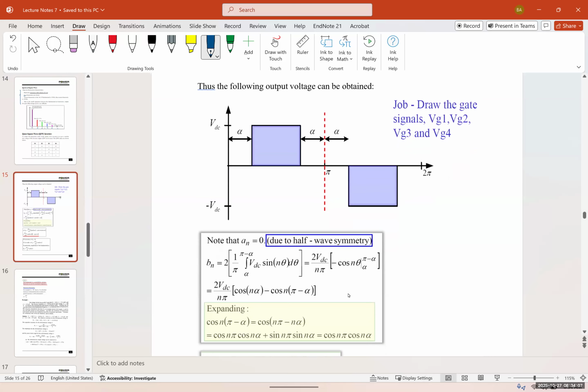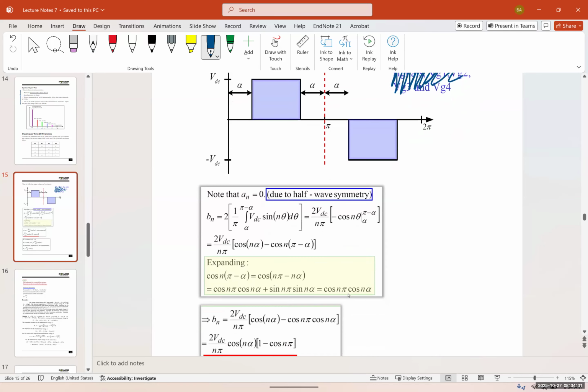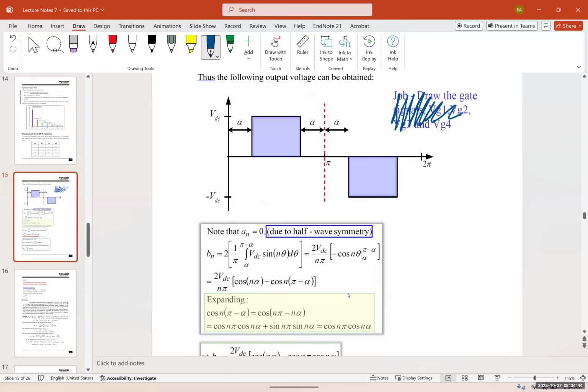Now, thus the following output voltage can be obtained from the system. Again, this picture we got from before. And note that An is 0 due to half wave symmetry. And expanding that, Bn would be cosine of n pi, cosine of n alpha, plus sine of n pi, sine of n alpha, which is going to be equal to cosine of n pi, cosine of n alpha. And you can see it.